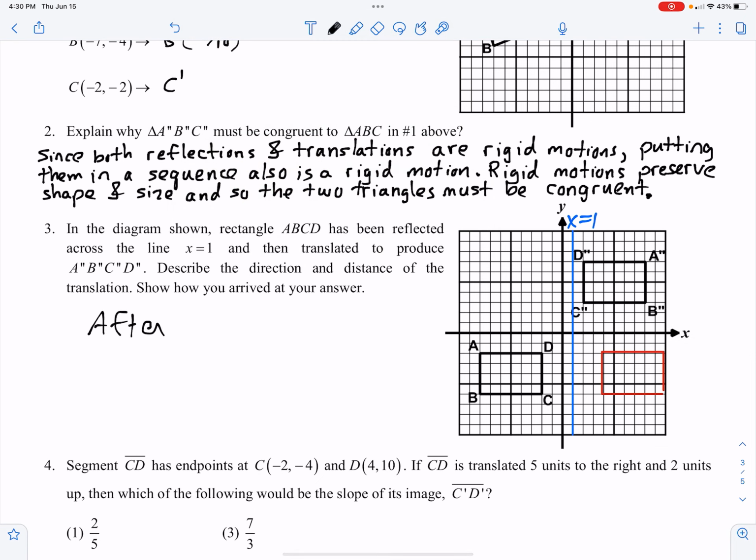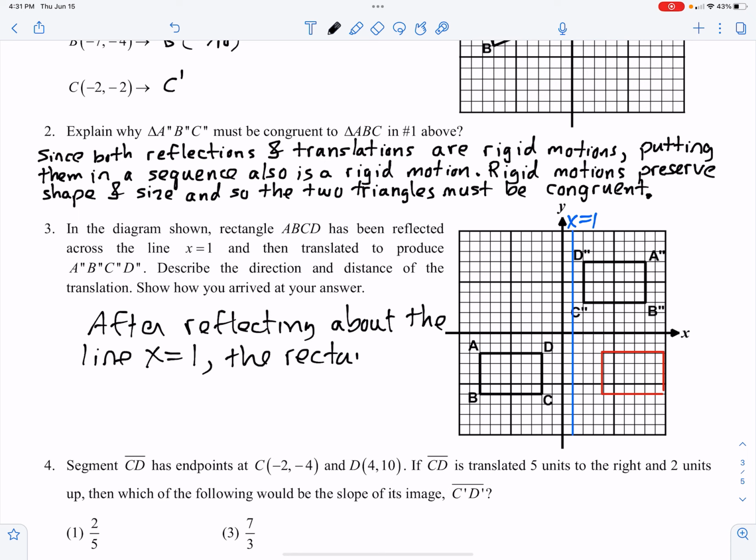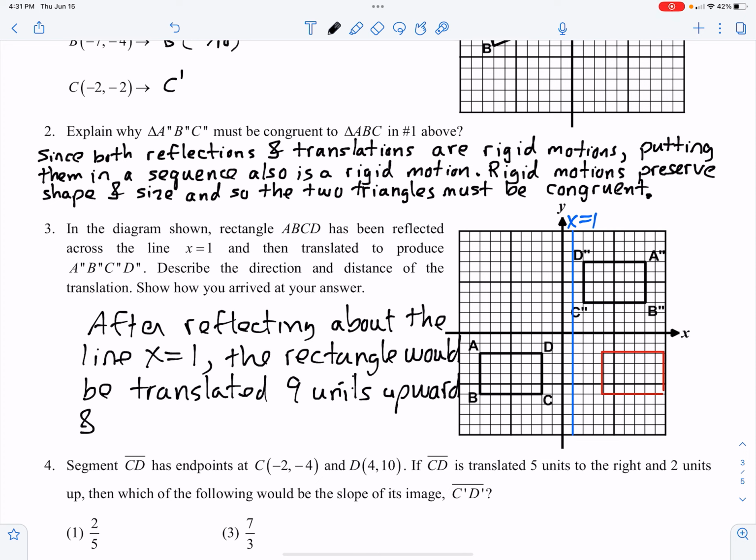So after reflecting about the line x equals 1, the rectangle would be translated 9 units upward and 2 units to the left.